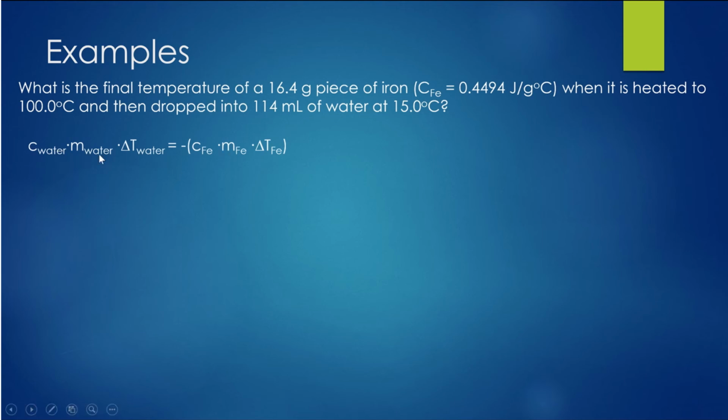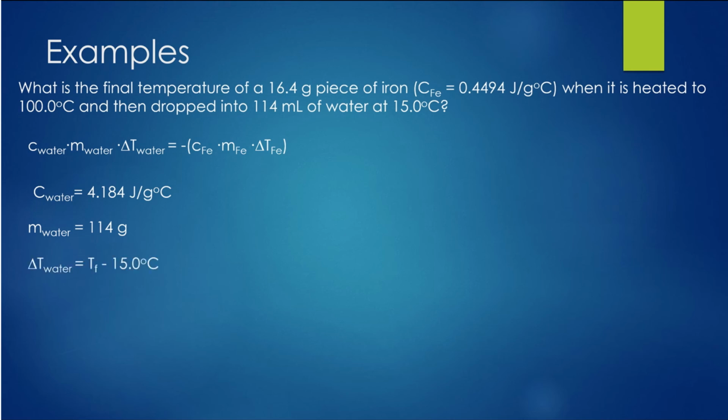So again, our formula is going to be the energy of the water is equal to the energy lost by the metal. We know the specific heat of water, 4.184 joules per gram degree Celsius. The mass of water, they told us, is 114 grams. Well, they told us 114 milliliters, but hopefully at this point in the year, we're all familiar with 1 gram of water is equal to 1 milliliter of water, the density of water. And the change in temperature of the water is our final temperature, which we don't know what it is. That's actually what the question's asking, minus 15 degrees Celsius. That's where we started, our initial temperature.